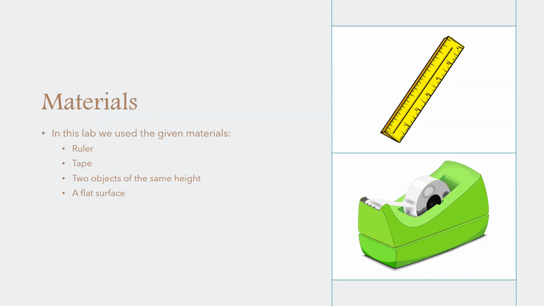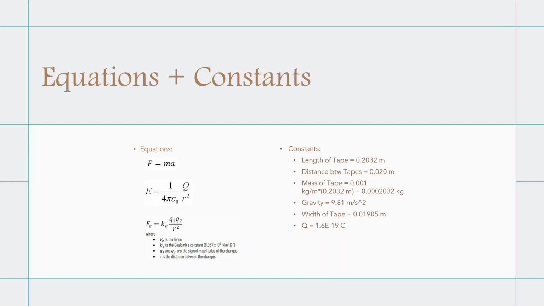Here are the materials we used to create this experiment. These are the equation constants that are going to help us do our calculations. First, we have Newton's second law, the electric field equation, and the electric force equation, which is Coulomb's law. Our constants are off to the side, some we measured and some we were given.